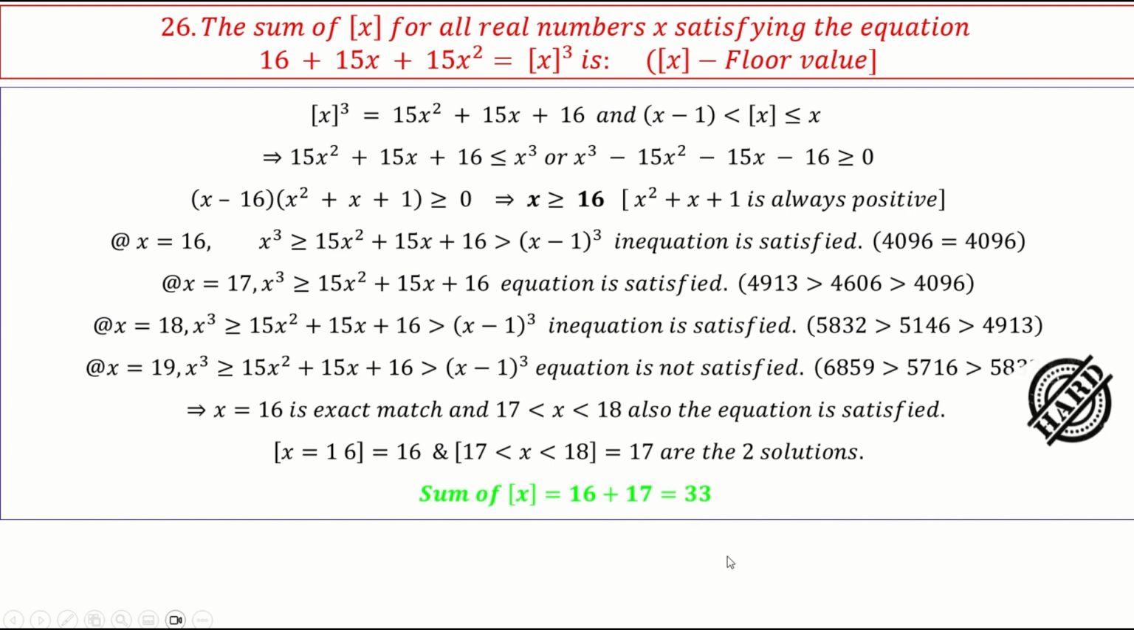So this problem is hard only from the point of view that you need to do a lot of analysis, and you might go wrong here thinking that x equal to 18 is also a solution. That's not right. Here we are trying to tell x is between 17 and 18. That's what we proved. x equal to 17 is not satisfied. x equal to 18 is not satisfied to the exact equality, right? So it is between 17 and 18, so the floor value is 17.